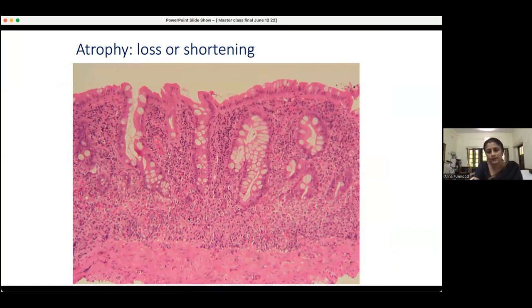The only thing is when there's a lot of inflammation below the crypts, that can cause an artifactual gap, though probably not in this case, but this artifactual gap cannot be accurately evaluated unless the inflammation has been treated. So ideally, atrophy should be evaluated in the quiescent mucosa.